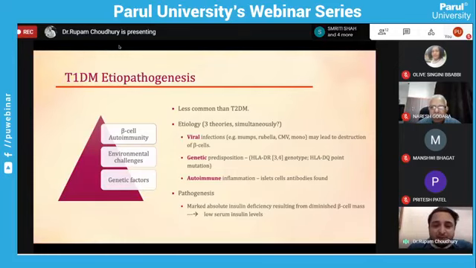In pathogenesis, marked absolute insulin deficiency results from diminished beta cell mass, and a low serum insulin level will be there. At diagnosis many a time we find ketoacidosis in those patients, because absolute insulin deficiency leads to ketoacidosis, and then the patient will end up in ICU setup, and only then do they get diagnosed with type 1 diabetes mellitus.